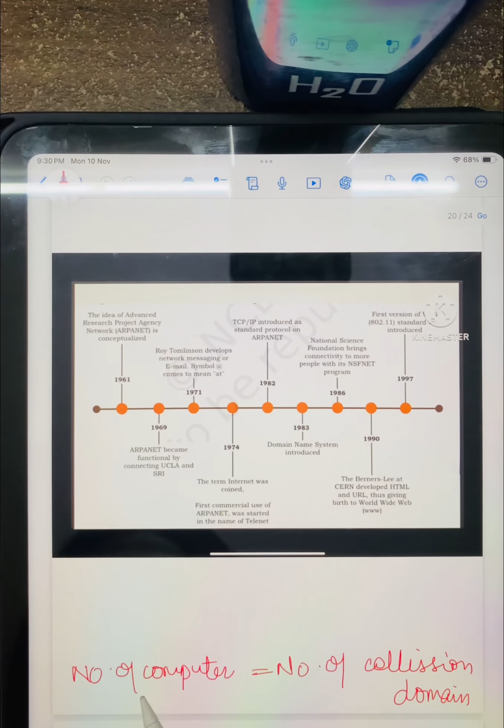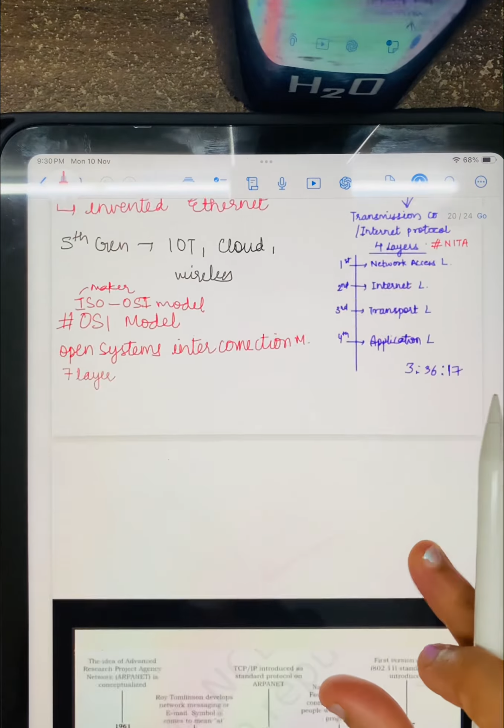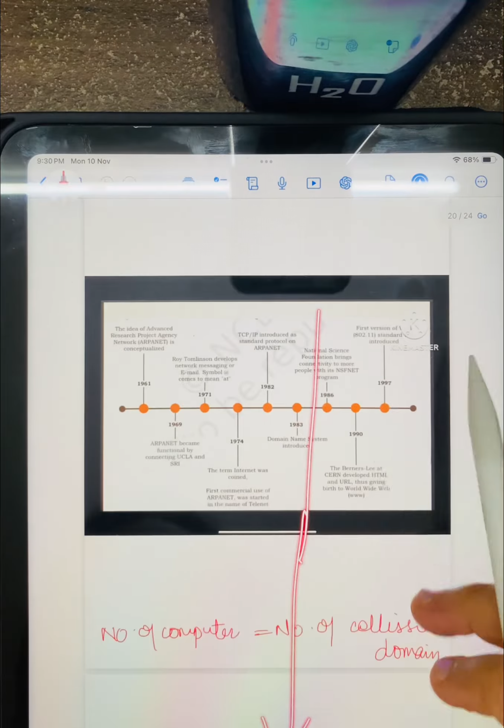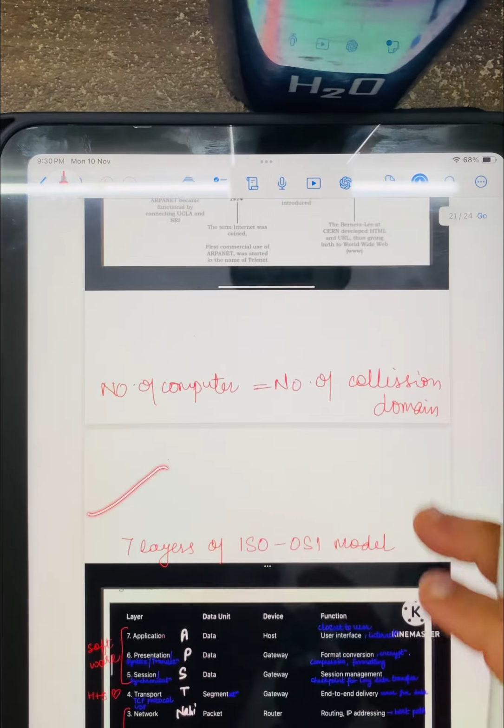So if you are given the number of computers and asked the number of collision domains, they are equal. If you have 6 computers, you have 6 collision domains. So this is the same which we have written here. All of these are the same.